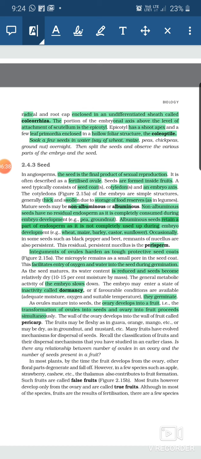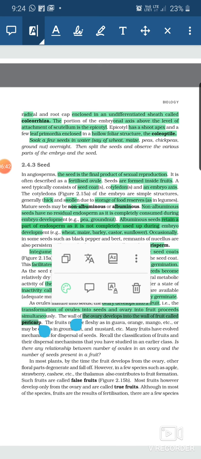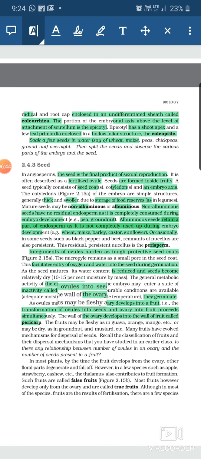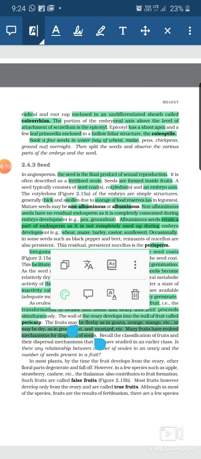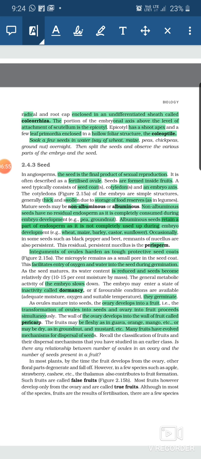Now the wall of the ovary develops into the wall of the fruit, and we call it the pericarp. The fruit may be fleshy like guava, mango, orange, and they may be dry like groundnut, mustard. Many fruits have evolved mechanisms for dispersal of the seeds, right? There are many types of fruits which help in the dispersal of the seeds to different locations.